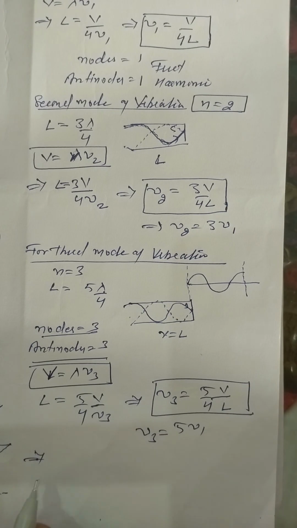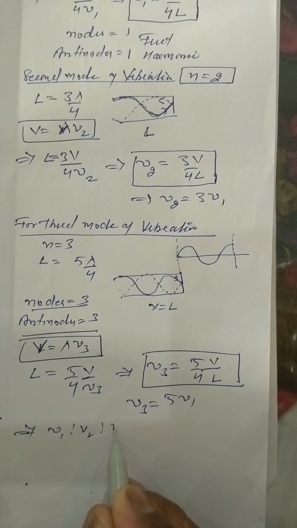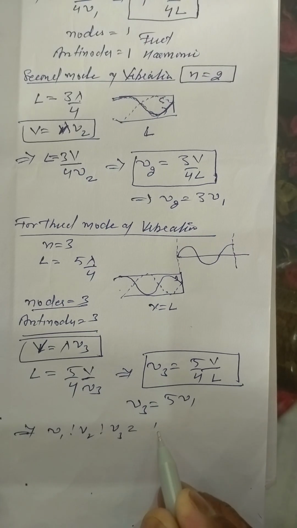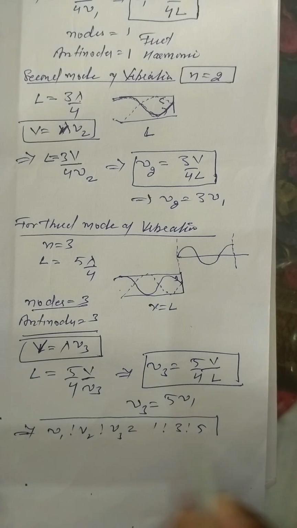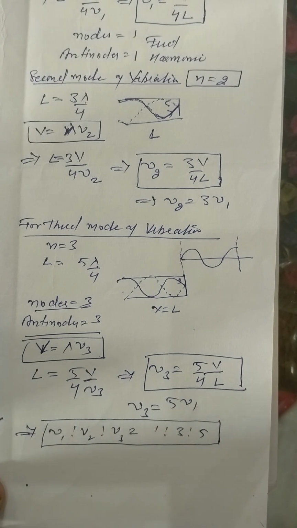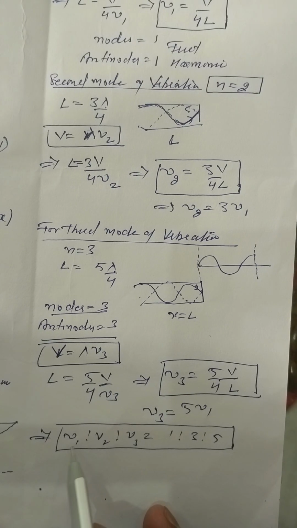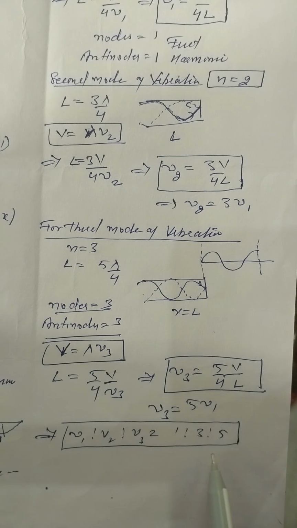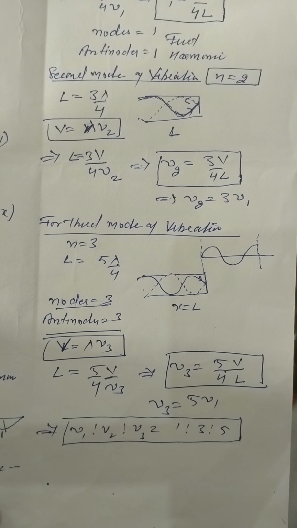So the ratio will be nu 1 is to nu 2 is to nu 3 is equal to 1 is to 3 is to 5, unlike that of the stationary waves in a string fixed at both ends. In that case the ratio of frequency was 1 is to 2 is to 3, but in this case it is 1 is to 3 is to 5.